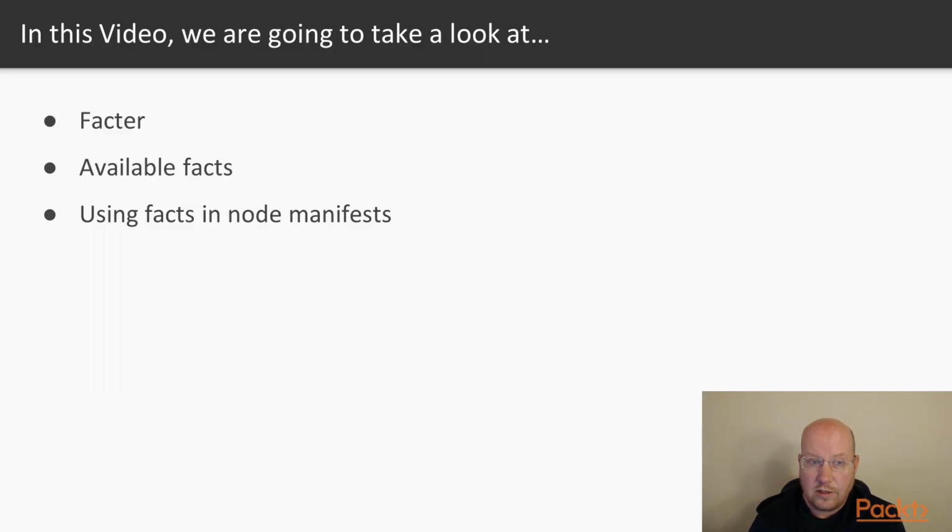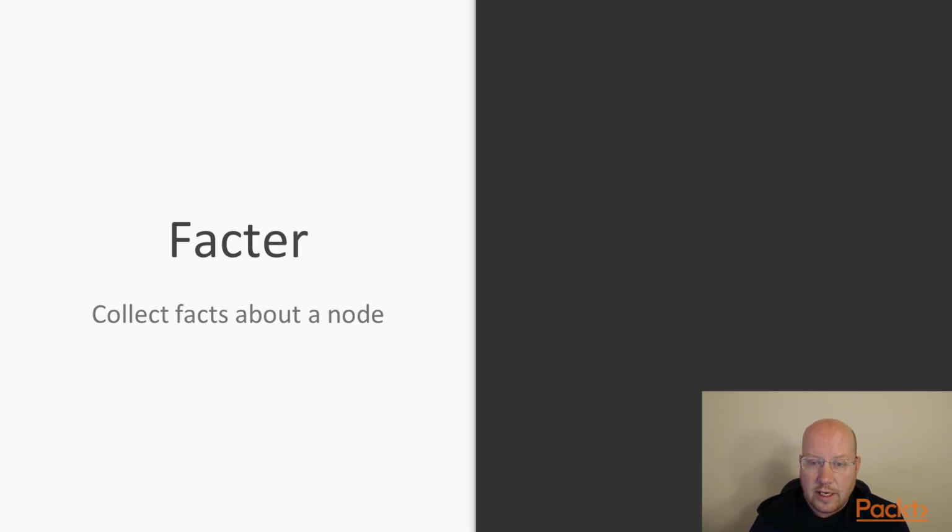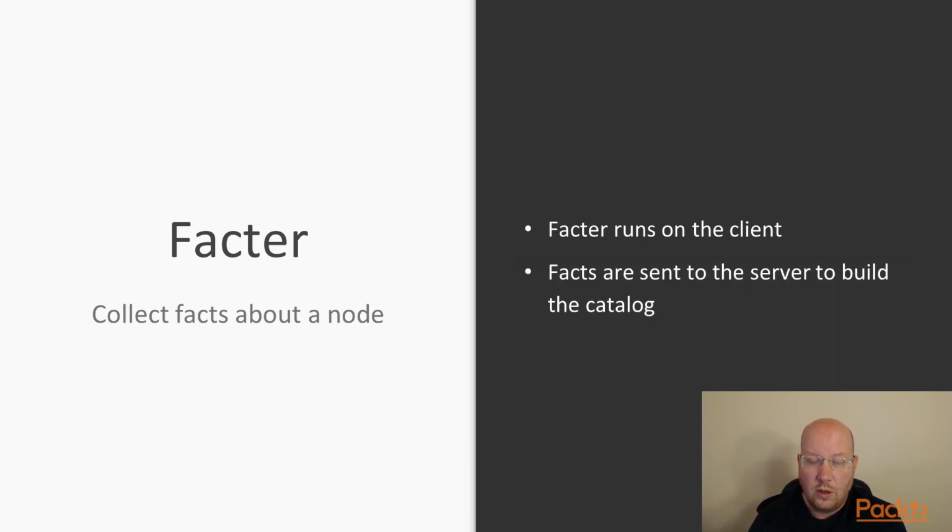Node facts. In this video, we'll talk about Facter, we'll talk about the available facts, and we'll look at using those facts in our node manifests. Facter is a program that comes with Puppet, that's installed with Puppet across all of our nodes, and its purpose is to collect facts about each one of those nodes. So Facter will run on the client, will collect all of those available facts, and it will ship them to the server where they can be used in building the catalog.